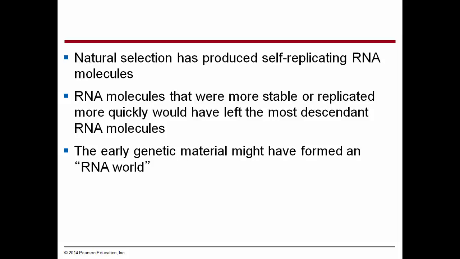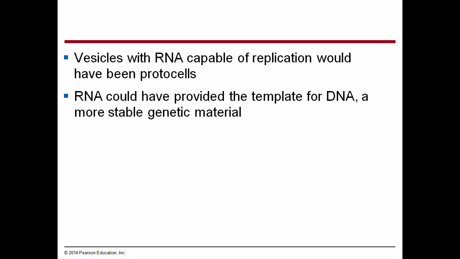The protocells could duplicate, and within them they might have RNA, and that RNA required a homeostatic environment. And those conditions would have been favored by the ancient conditions. Vesicles with RNA capable of replication would have been protocells. RNA could have provided a template for DNA, a more stable genetic material. So RNA is basically the root chemical, and that would have given rise to DNA. And then, of course, we know through our studies in Bio 101 that DNA begets RNA begets protein, the central theory of genetics.